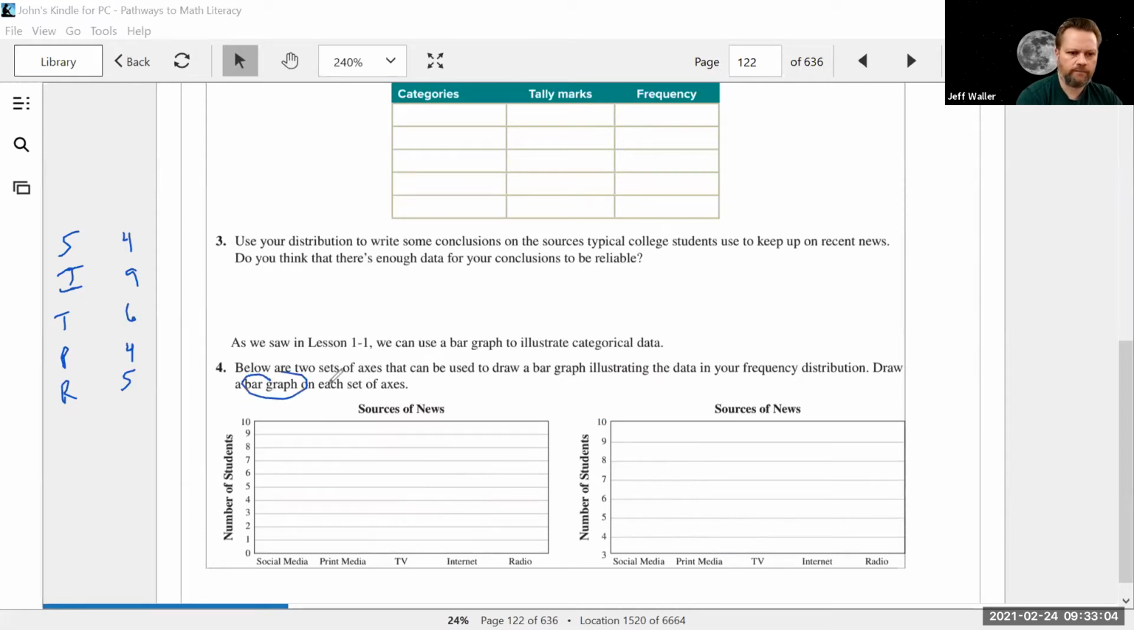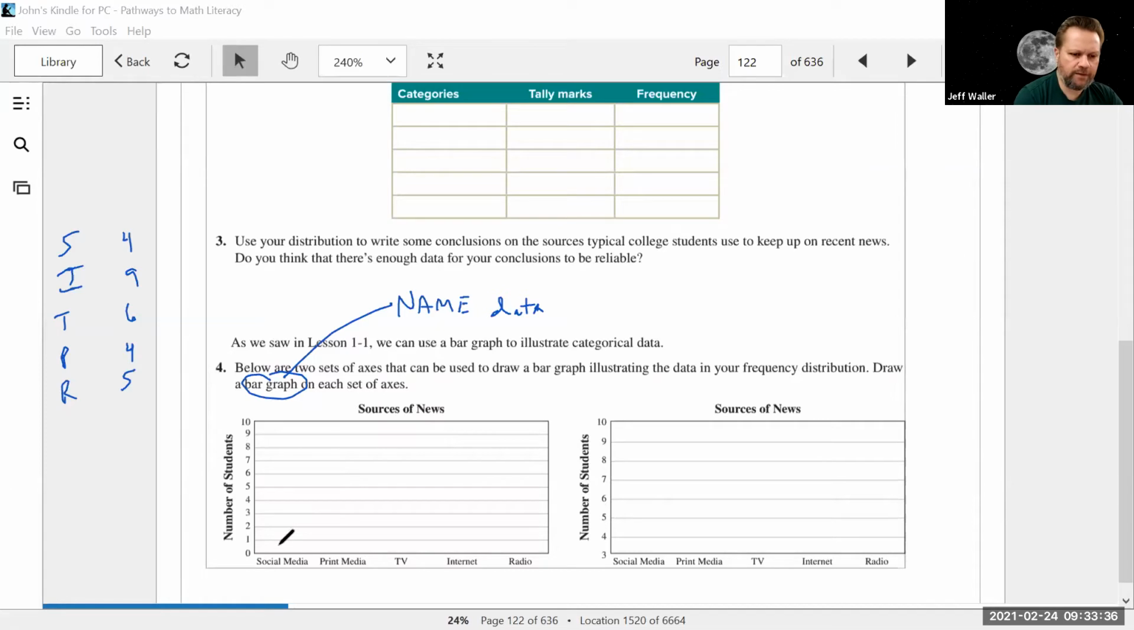bar graph, right? A bar graph is used for name data. I will use a bar graph if the data I'm counting is name data. This is obviously name data, radio, TV, these are names. If they were numerical data, I would call my graph something different and it would look a little bit different. All right, so that's coming up. So how would I do this?